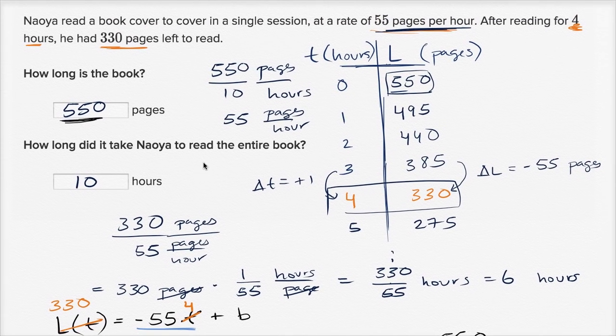And then you could say, well, look, if the book is 550 pages, and if he's reading at 55 pages per hour, how many hours is it going to take? Well, 550 pages divided by 55 pages per hour is going to get you 10 hours. And we could have done that here, actually, now that I think about it. Instead of saying 330 pages divided by 55 pages per hour and say, hey, that's going to take us 6 more hours from this point, we already knew this. We could have said, look, if we have 550 pages to read and we're reading at 55 pages per hour, it's going to take us 10 hours.